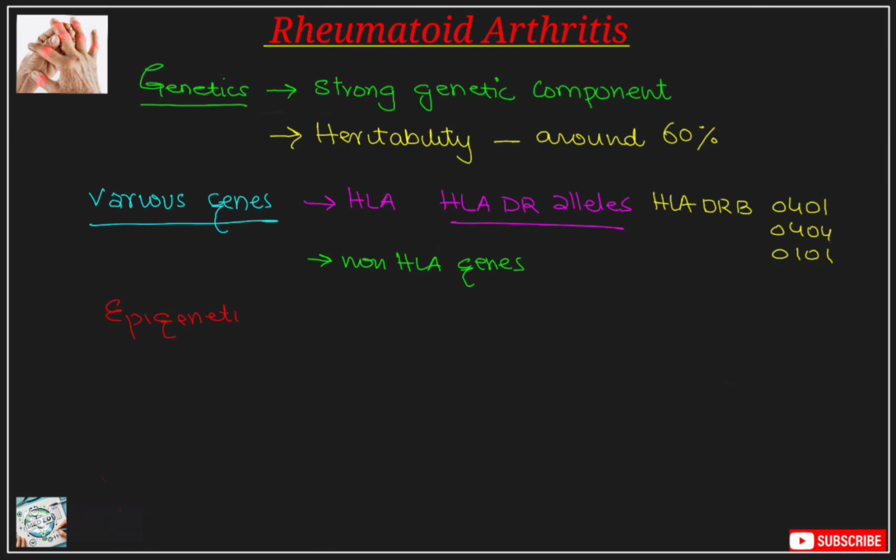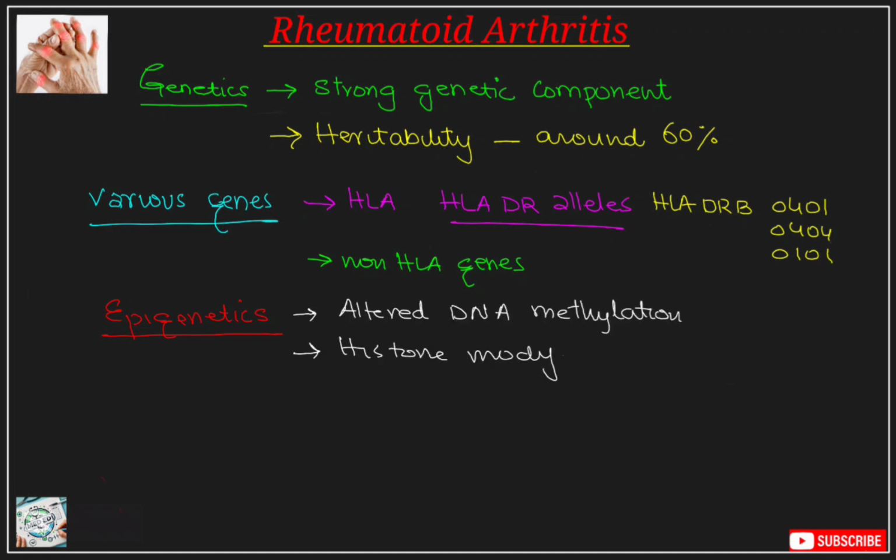Similarly, epigenetic factors are likely to play a role as well. These are changes in gene expression that do not alter the DNA sequence but can influence disease risk. Key epigenetic mechanisms in RA include altered DNA methylation, histone modifications, and microRNA expression patterns, all of which contribute to increased inflammation. So this was a brief discussion of the genetics involved in the development of RA.